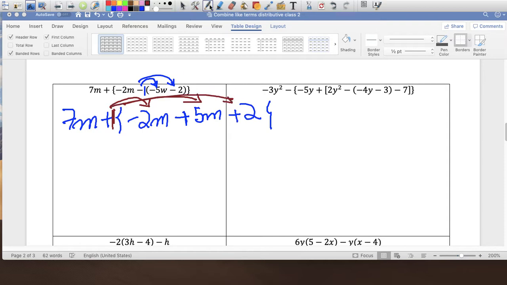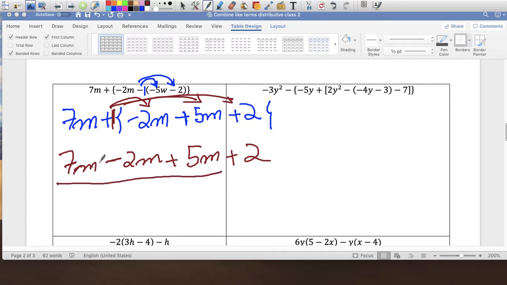Distributive property. So again, because it's a positive one, it's going to come out exactly the same. So 7m, and then positive times a negative, it's negative 2m. So you notice that 2m came out exactly the same. Positive and positive is positive 5m. And then 1 times 2 at the end is going to be plus 2. Can I combine anything? I can combine all these three guys first. So please do it from left to right. 7m minus 2m is 5m, and 5m plus 5m is 10m. And then we get 2. Okay.